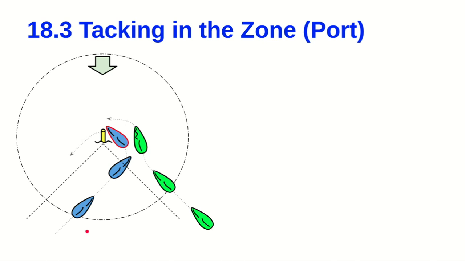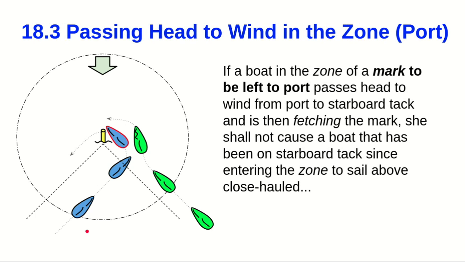Okay, 18.3, one of our exceptional cases. This has actually been renamed to 18.3, passing head to wind in the zone. But I think everyone's going to just call it tacking in the zone. If a boat in the zone of a mark to be left to port passes head to wind from port to starboard and is then fetching the mark, she shall not cause a boat that has been on starboard tack since entering the zone to sail above a close-hauled course.